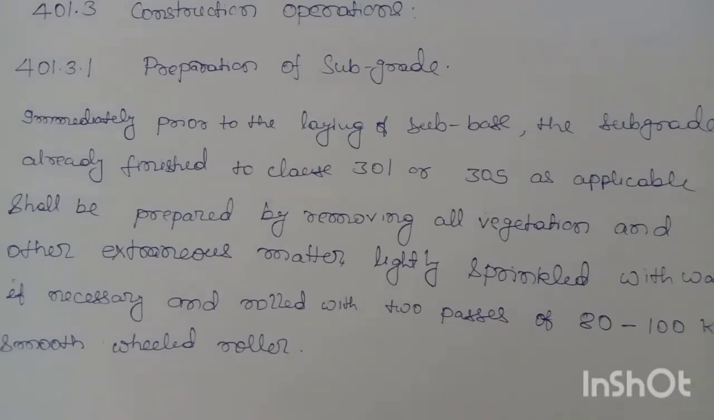401.3 Construction operations. 401.3.1 Preparation of subgrade. Immediately prior to the laying of subbase, the subgrade already finished to clause 301 or 305 as applicable shall be prepared by removing all vegetation and other extraneous matter, lightly sprinkled with water if necessary, and rolled with 2 passes of 80 to 100 kN smooth wheeled roller.